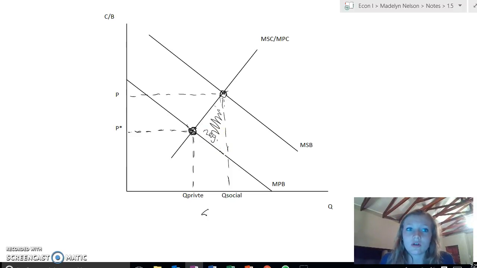So then public goods also show market failure, and we can use the same graph to show this. So what is a public good? A public good is when one individual can consume it without reducing its availability to another individual, in a form that's not excludable.